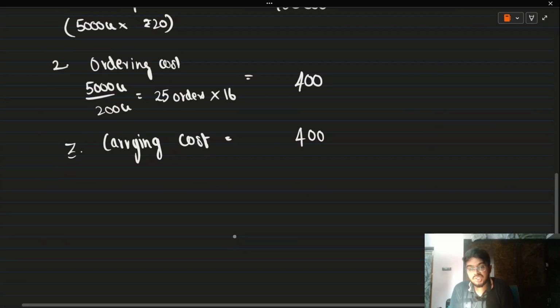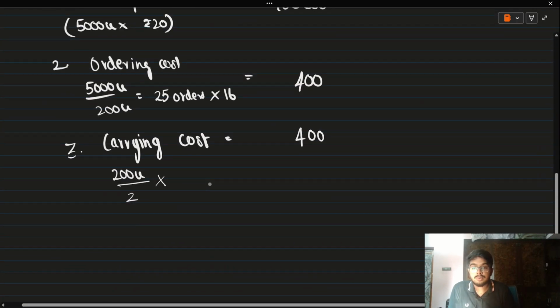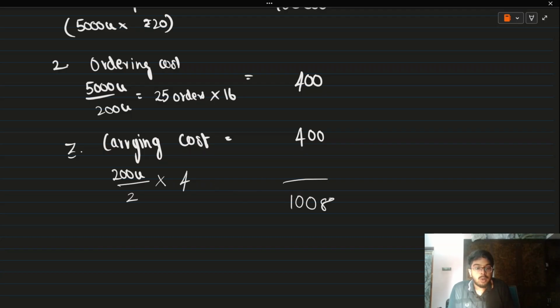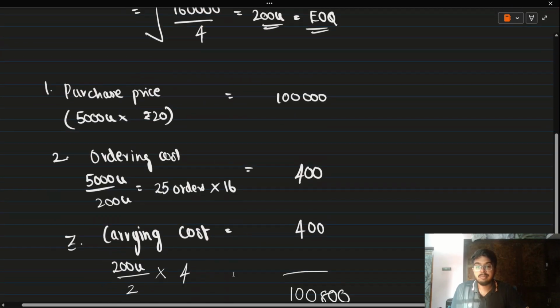Now we can cross check. What is the carrying cost? Average inventory into carrying cost is equal to total carrying cost. What is the average inventory? 200 units is the EOQ. Average means divided by 2, into what is the carrying cost? Rupees 4, comes to 400. Am I right? Total 1,08,000. This is the total variable cost.